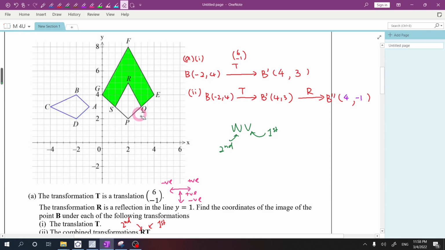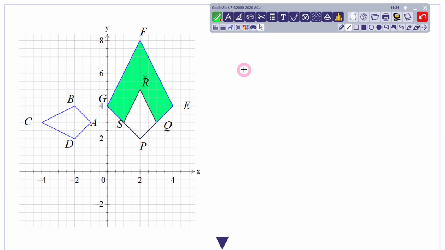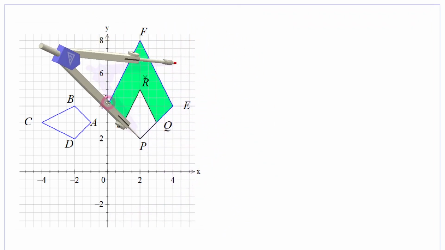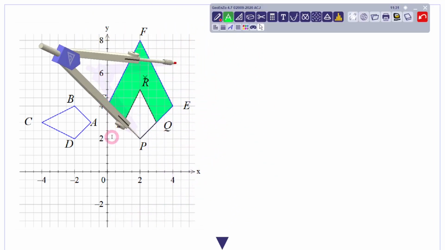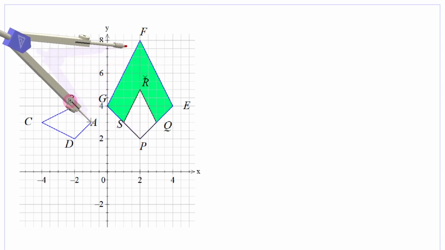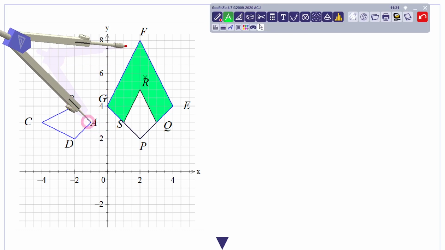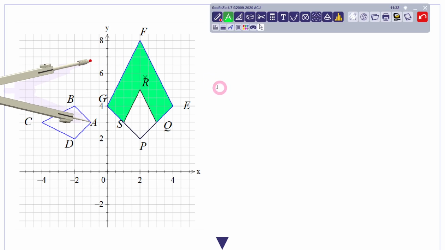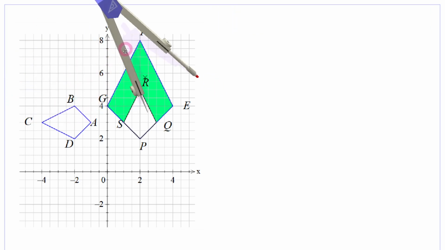Okay, so first, let's determine the center of rotation. To determine the center of rotation, you can use your compasses to help you get the center. Okay, so we need two pairs of corresponding vertices. So let me use A and P first. What we need to do is just construct a perpendicular bisector of AP. So we know that the perpendicular bisector of AP is somewhere around here. So when you make the arc, you don't have to make it here or here. Just make an arc somewhere around here.